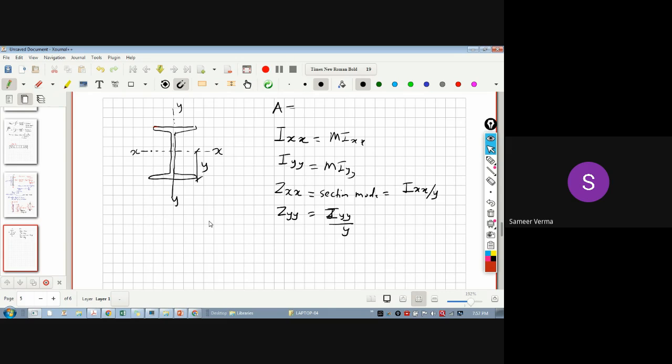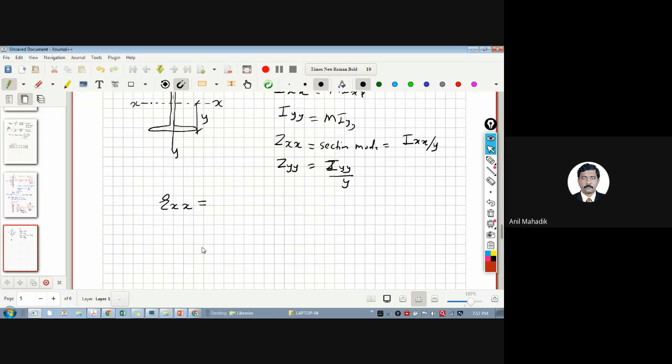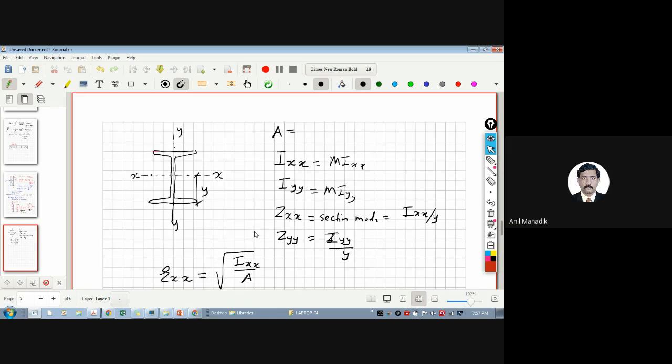Now there is one more thing. There will be Rxx and there will be Ryy because there are two axes. So Rxx will be Ixx upon A, and Ryy is Iyy upon A. Now tell me, if you consider this I section, which moment of inertia is more? Is Ixx more or Iyy more? Who is more?